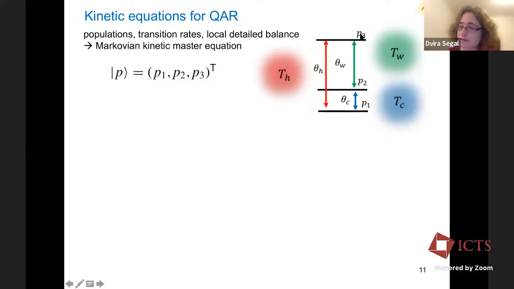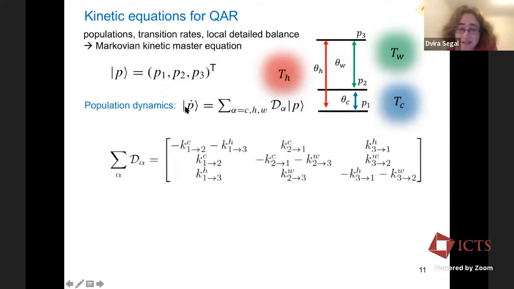So P1, P2, P3 are going to be the populations. Let's write down the equation of motion. So the population dynamics, here it is. It's really just rate equations where, let's say, for the population of level 1, there is a leakage because you get transitions from 1 to 2 and 1 to 3, on the one hand. On the other hand, you get some population from level 2 and some population from level 3. So it's really just simple kinetic master equations that you can write down to analyze the population dynamics.